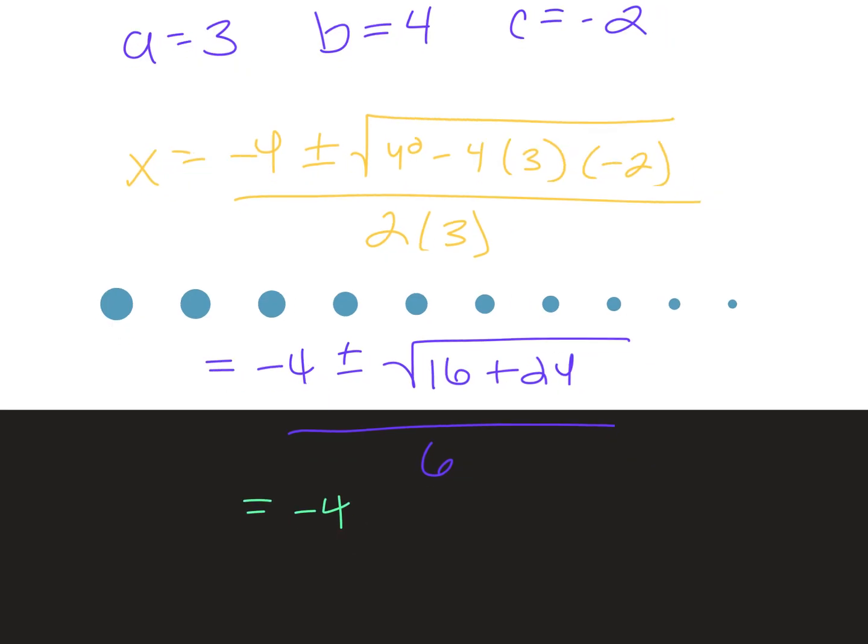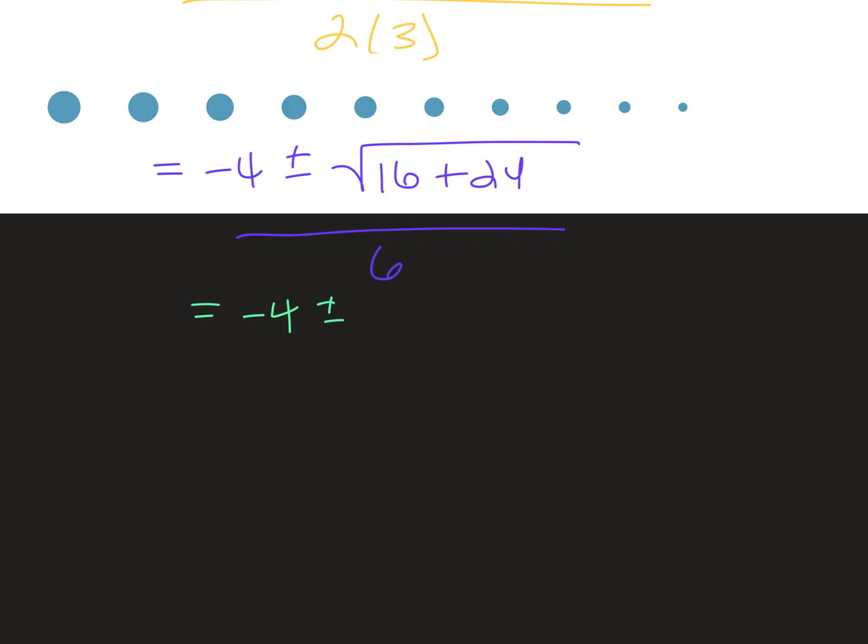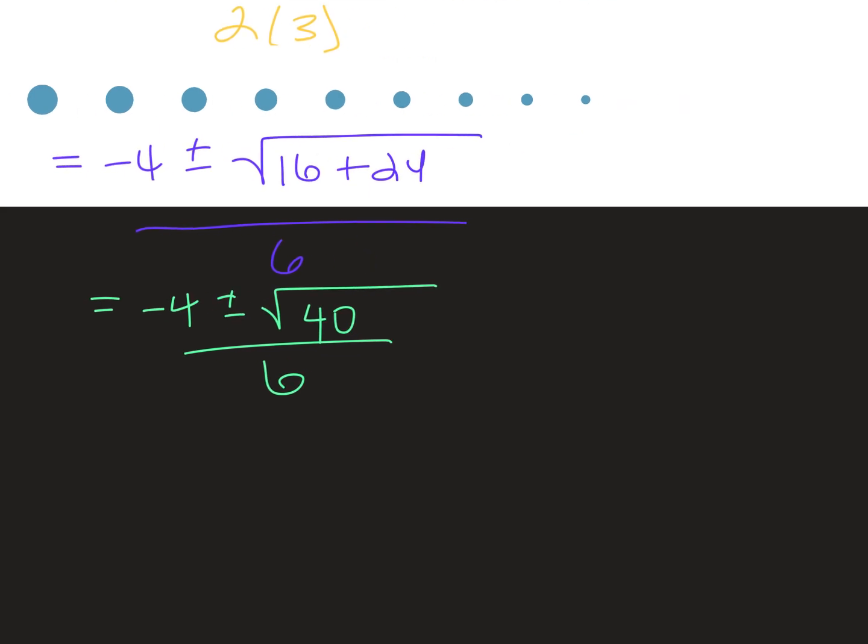Each time we simplify, our problem gets a little bit smaller. So I have 4 plus or minus, what is 16 plus 24? 40. Great. All over 6. Now, is 40 a perfect square? No. But can I break 40 into a perfect and non-perfect square? Perfect. 4 times 10.